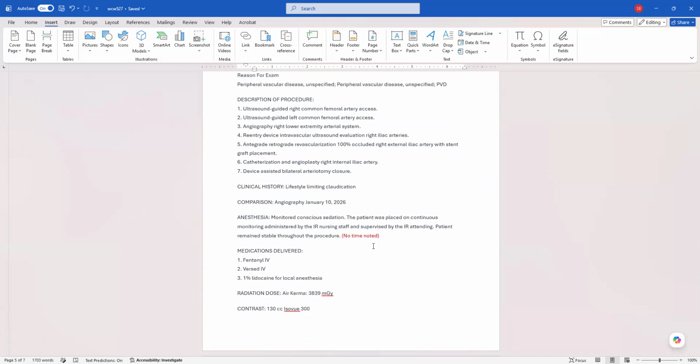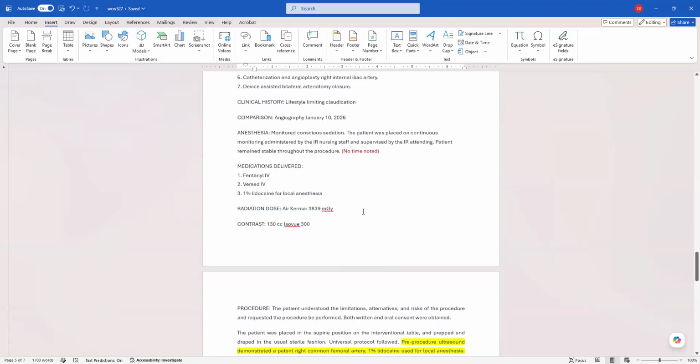We see IVUS here in the procedure list. And then we have an antegrade revascularization and an angioplasty, that would be of the right external iliac. And then we have angioplasty of the right internal iliac. And okay, let's jump in.